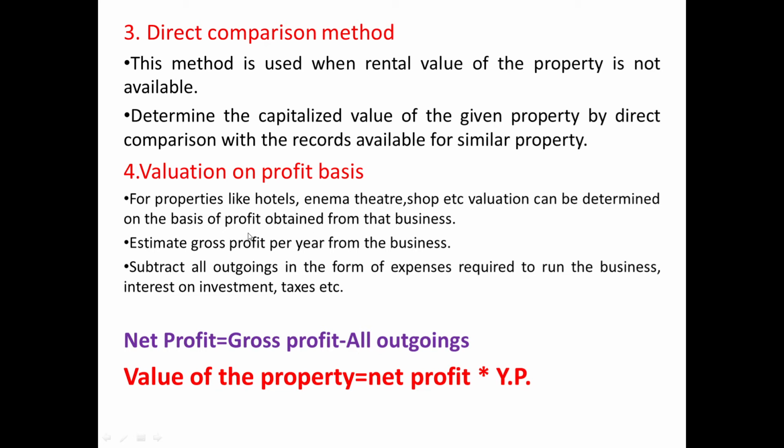This is for those buildings where some business is being run, like hotels, cinema theaters, shops, all these things. In that case we work out the gross profit available per year from the business that is carried out in the building. Then we deduct all the outgoings, which are the expenses required to run the business. We work out the net profit, that is equal to gross profit minus all outgoings, and net profit here is considered similar to the net rent available from the building, and here we work out the value of the property, that is equal to net profit multiplied by years purchase.